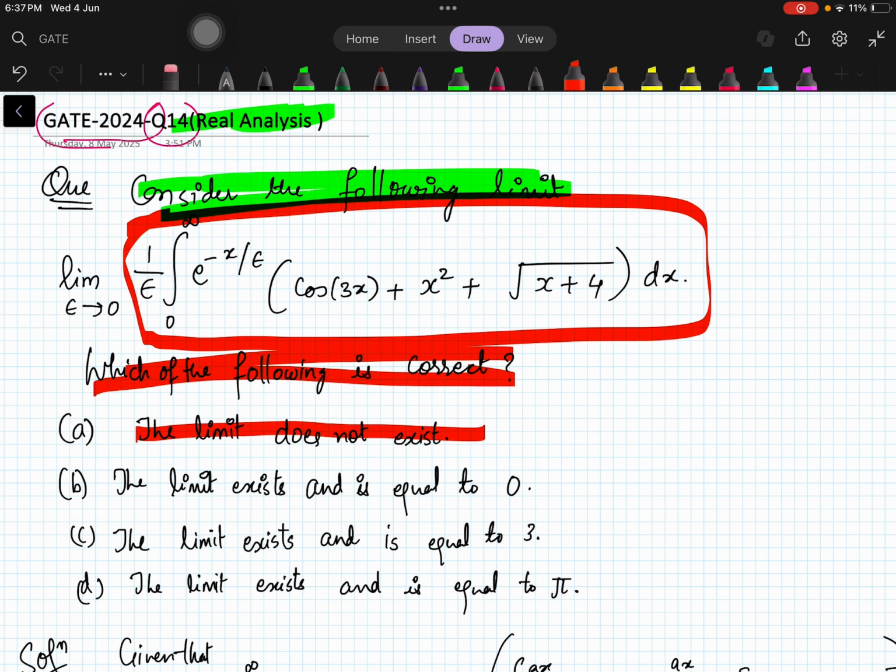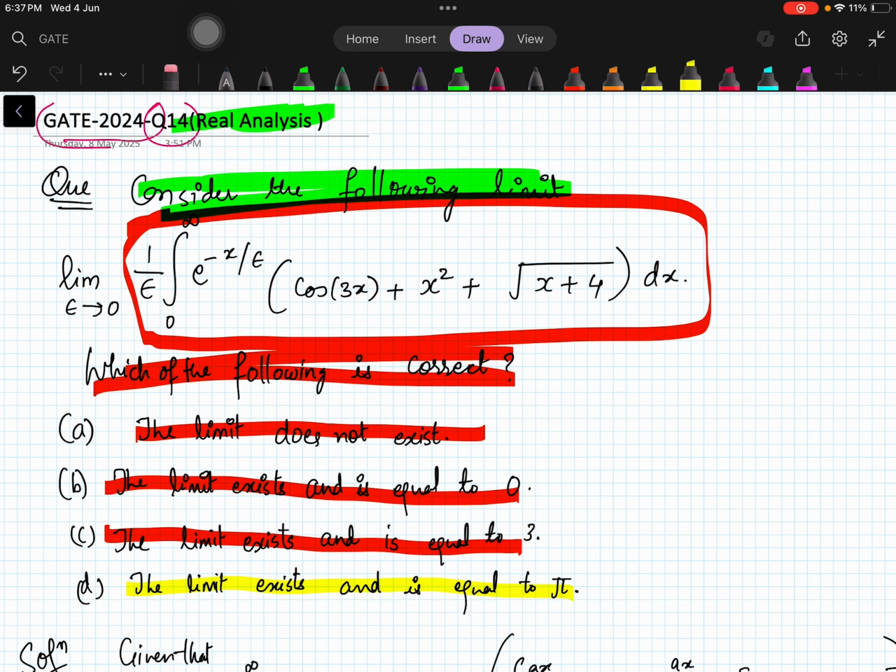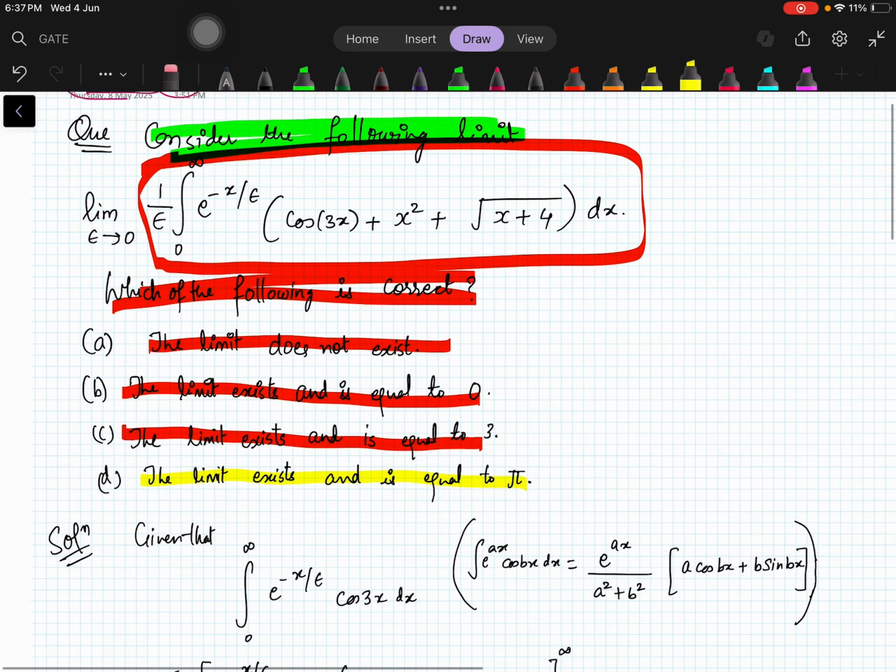The first option is the limit does not exist. The second option is the limit exists and is equal to 0. The third option is the limit exists and is equal to 3, and the fourth option is the limit exists and is equal to pi. So let us see.